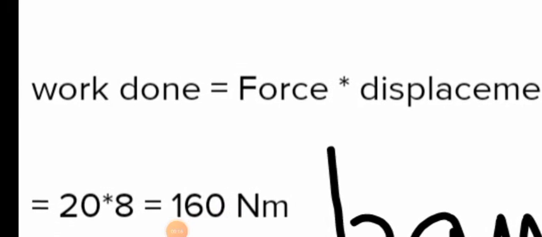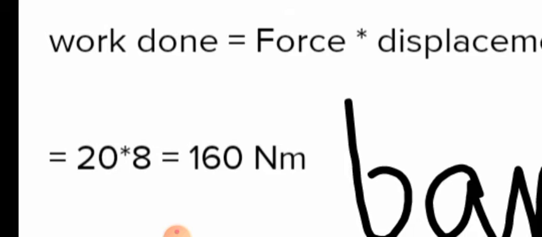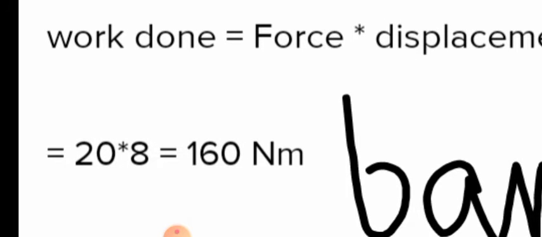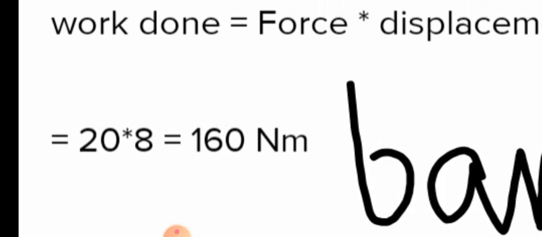Work done we want to calculate. So work done is equal to, what's the formula for work done? Force into displacement. Force is 20 Newton and displacement is 8 meters. So 20 into 8, 160 Newton meter is the work done.